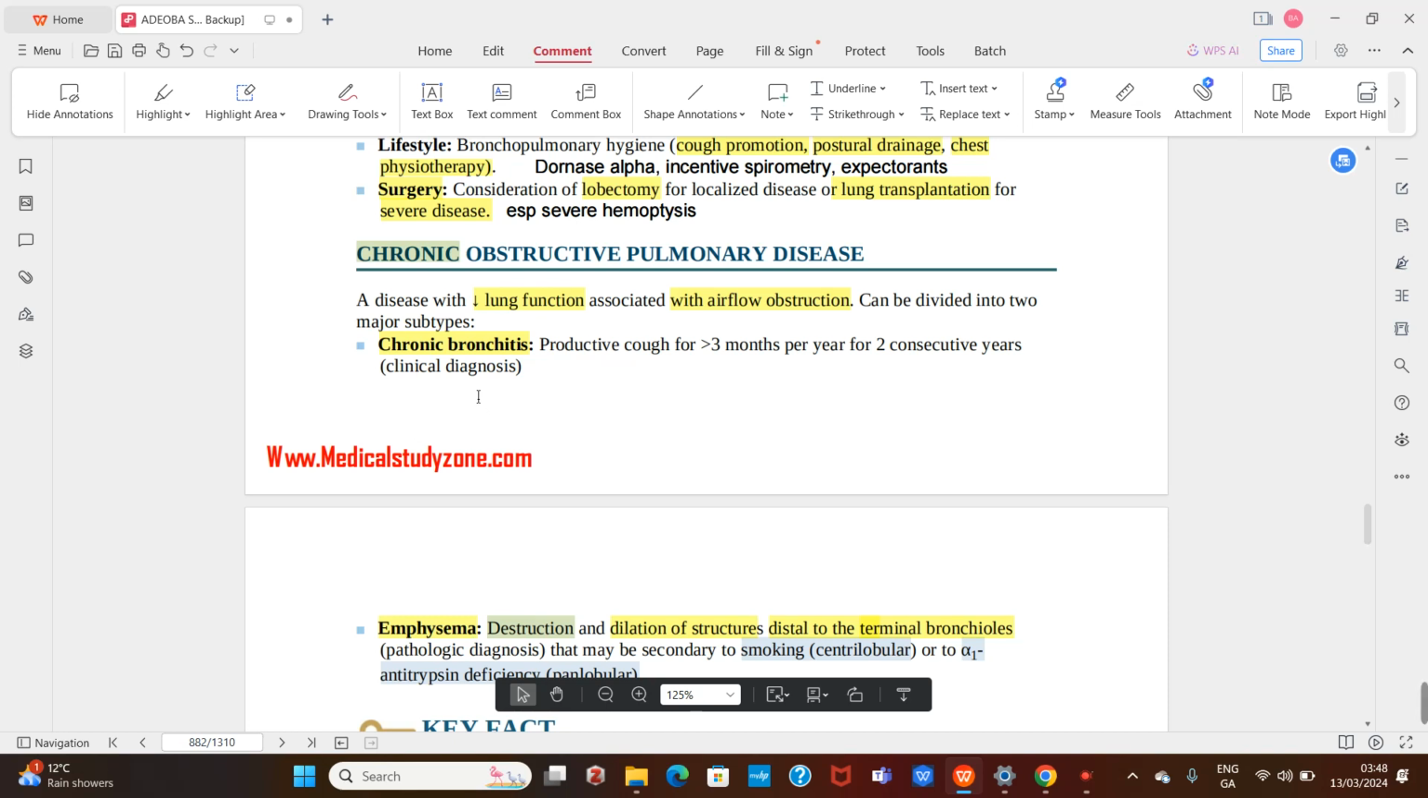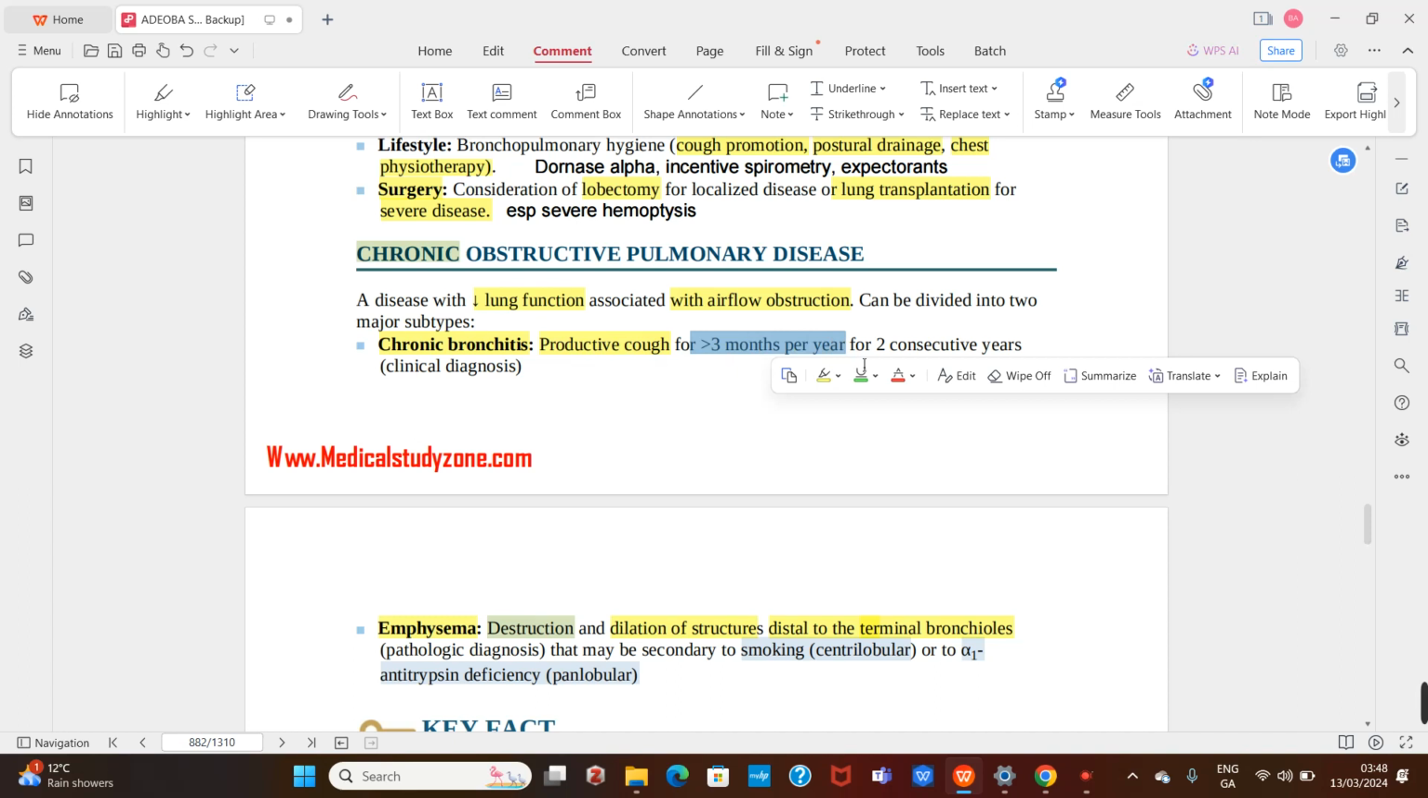For chronic bronchitis, the clinical parameter you are watching out for is the presence of productive cough for more than 3 months per year for 2 years consecutively. So the person has productive cough for 3 months in a year, then the following year too, the person will have that kind of presentation. So 3 months this year, next year again, 3 months of cough. Anybody that has that, you can conveniently say has chronic bronchitis.